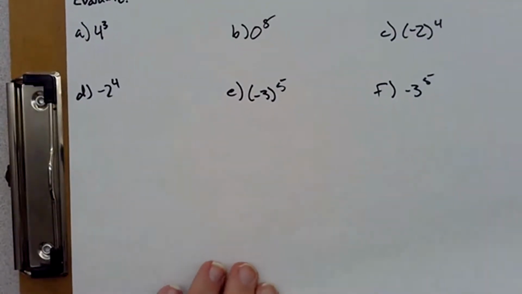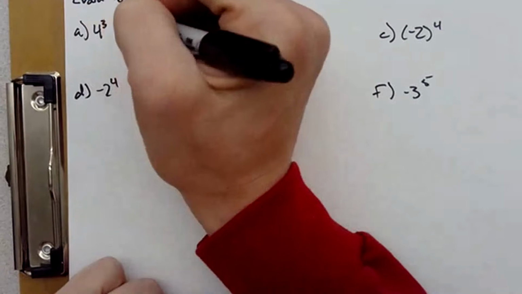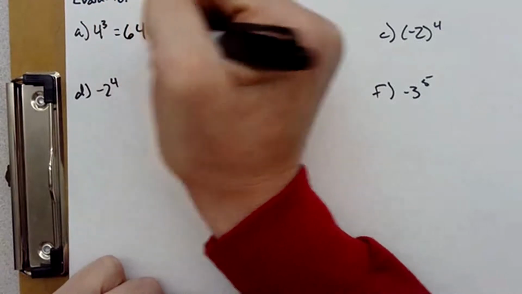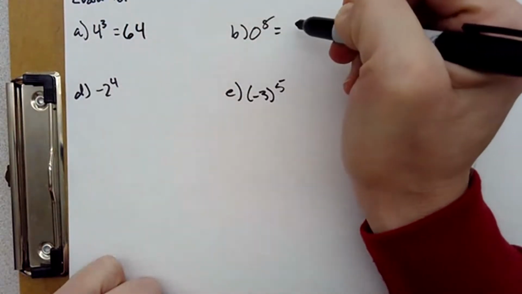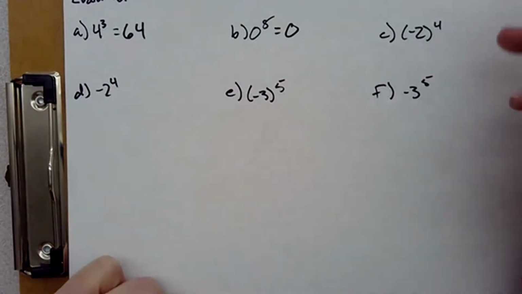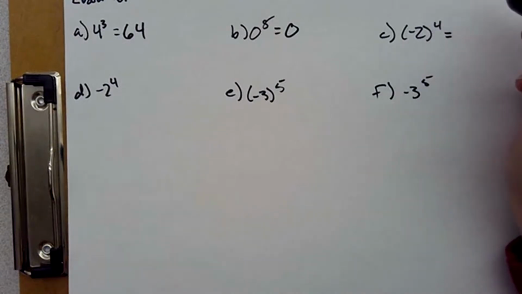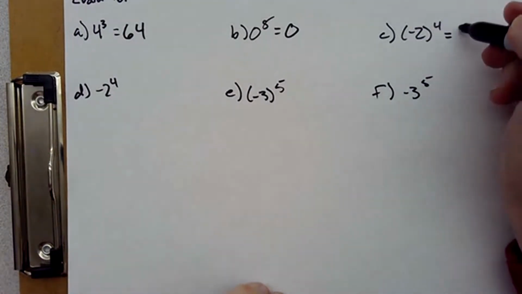Here we're asked to evaluate some exponents, some of them with negatives. 4 cubed is 64. 0 to any power, except for 0, is 0. -2 to the 4th power is -2 times -2 times -2 times -2. But that's the same as 2 times 2 times 2 times 2 because we have an even number of negatives. That's 16.